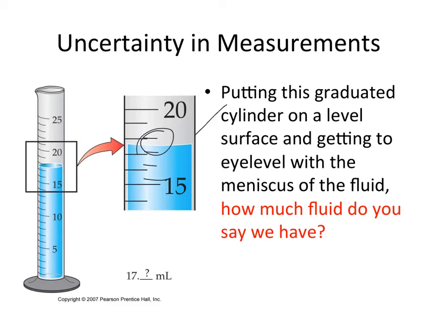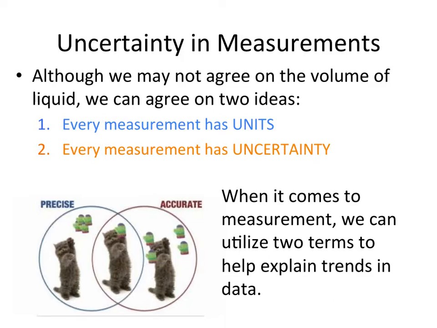If you read from here, it's going to be different from if you read from here and you read from here. It also depends on if you're going to read this side or the bottom of the meniscus. So there is a certain amount of uncertainty when we measure things. Now, we may not agree on the actual volume, but we can agree on two ideas. One, that every measurement has units. For example, in the previous graduated cylinder, the units would be millimeters. And two, that every measurement has uncertainty. Okay, we can't be exact with our measurement because there's always going to be some room for error.